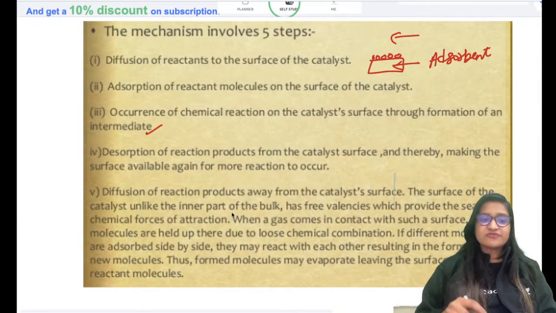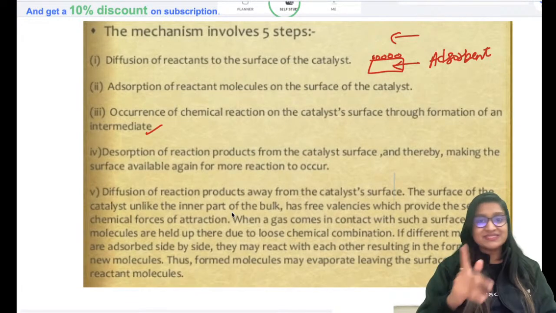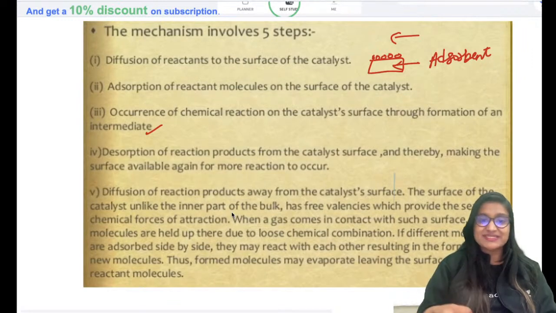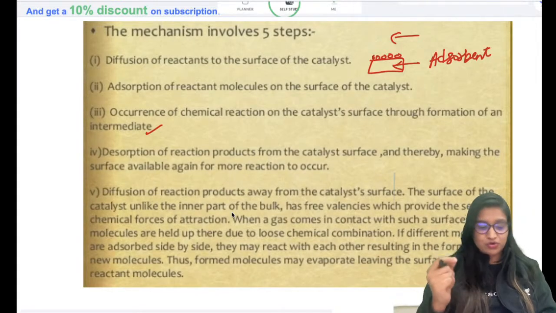So the surface of catalyst, unlike the inner part of the bulk, has free valencies which provide the seat for the chemical forces of attraction. This we did in the mechanism of adsorption, right? This is the same thing which we did in the mechanism of adsorption. We have done this in our previous lectures, so you guys can go and watch it.